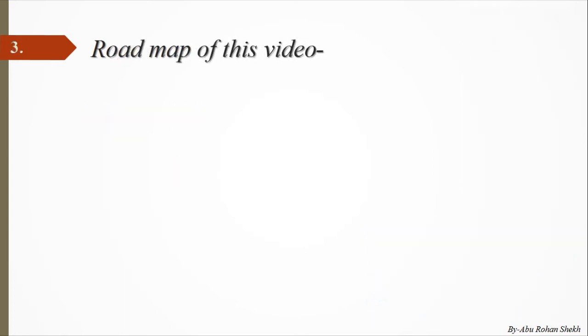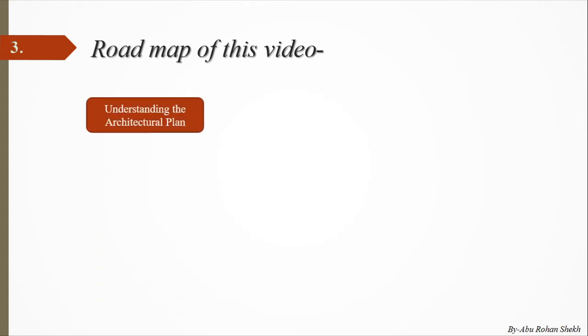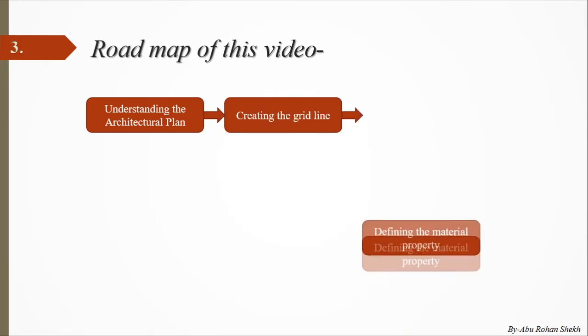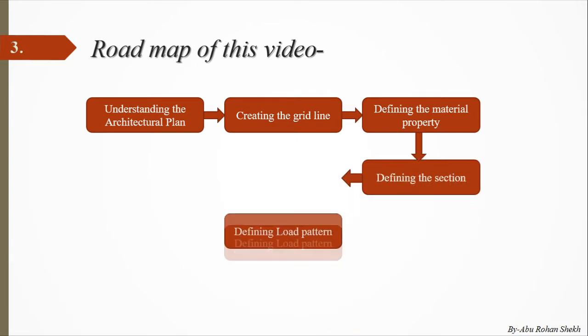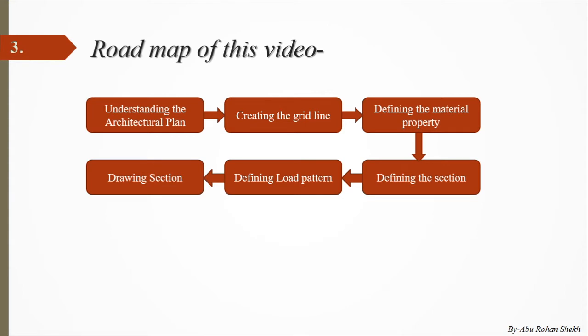The next slide is the roadmap of this video. It is a similar roadmap to the one we have already discussed in the previous videos. First we have to understand the architectural plan, then create the grid lines, then define the material property, after that define the sections, then define load patterns, then draw various sections. In this case, the sections will be of two types: one is the slabs, that is the foundations.